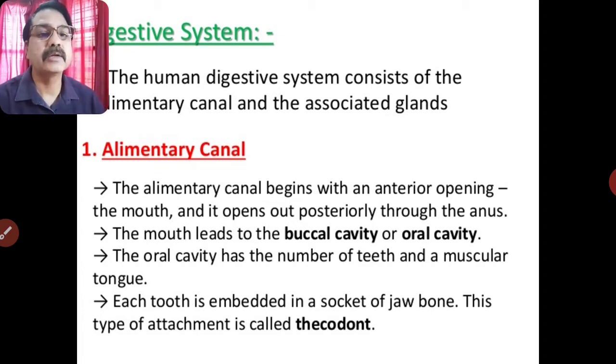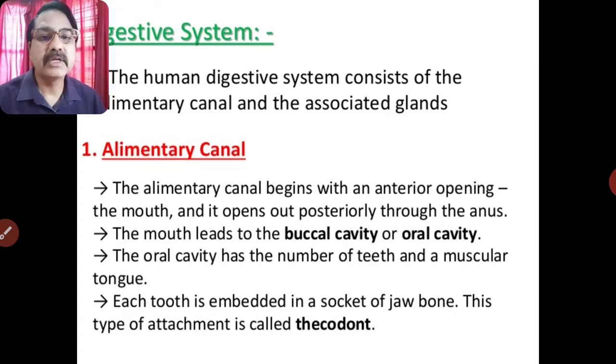If we discuss the alimentary canal, it begins with the anterior opening, the mouth, and it opens out posteriorly through the anus. The anus is the last posterior part of the alimentary canal, and the mouth leads to the buccal cavity or oral cavity. What we see in our mouth is called the buccal cavity or oral cavity.